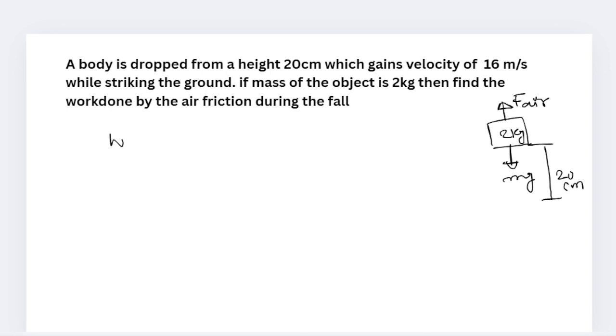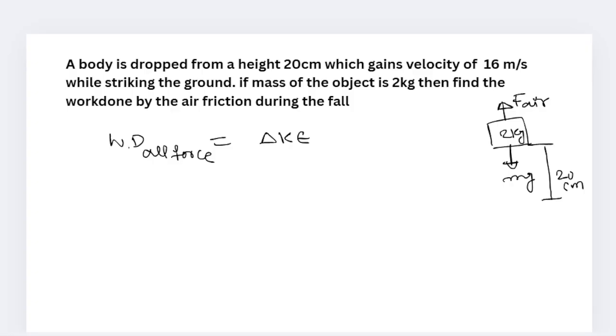The work energy theorem says work done by all the forces is equal to the change in kinetic energy. Remember this phrase, it will be very useful for you. What forces are acting here? The gravitational force and the air friction force. Adding all the forces acting on the object, only two forces are acting. Is any other force acting? No.